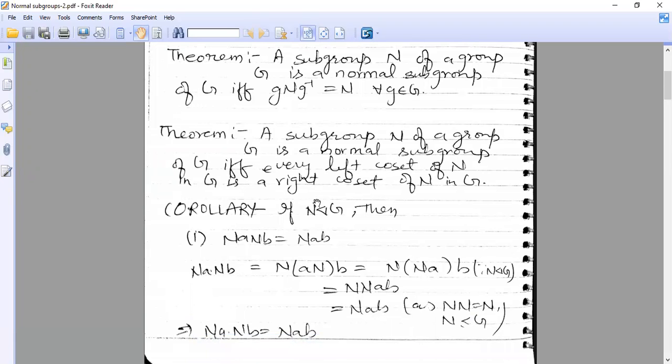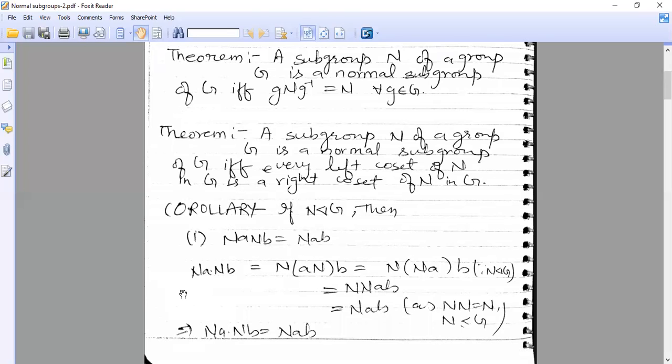Now there are some corollaries to this result. If N is a normal subgroup of G, then Na and Nb, so what is Na? Na is the right coset of N in G, where the representative element is a. So Na is a right coset and Nb is some other right coset of N in G. We are saying that when you multiply two right cosets Na and Nb, you get a right coset Nab, where the representative element becomes ab. So Na into Nb is equal to Nab.